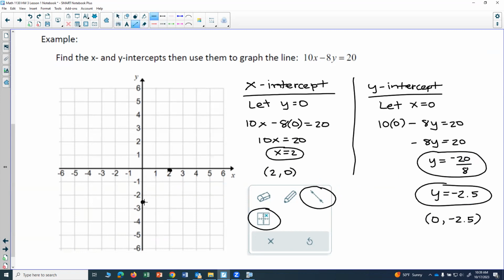Let me try to connect those with a straight line. I think I got a little bit off there. Okay, so there I have my 2 points, my x-intercept and my y-intercept, and I've connected them with a straight line, and that's how I graph it.